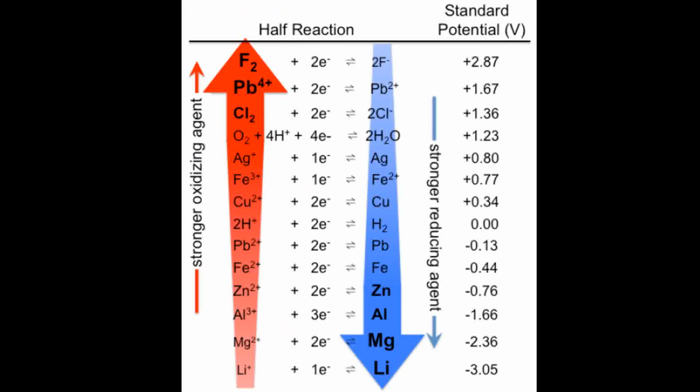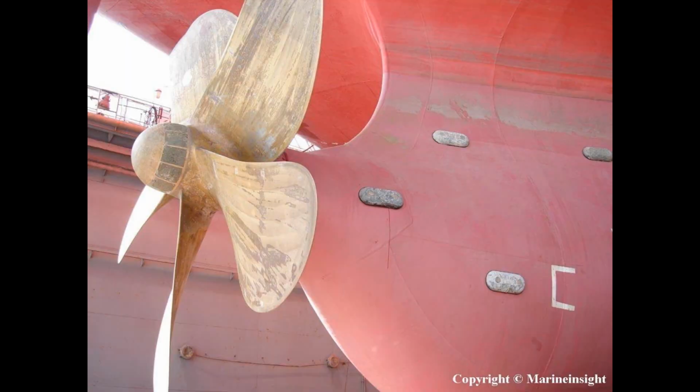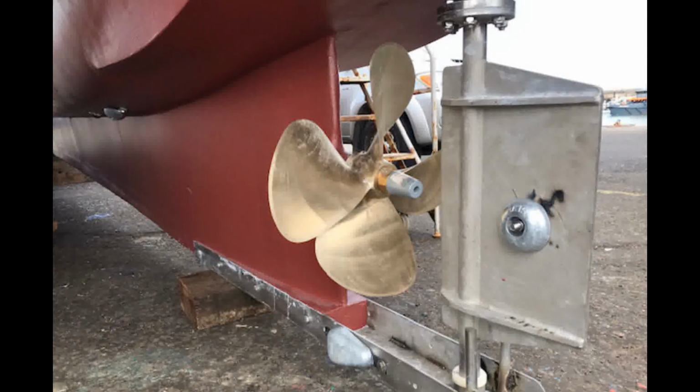Now let's move on to a fascinating real-world example of how this property of standard reduction helps save countless billions in rust and corrosion damage. These are called sacrificial anodes. They are attached to ships and help combat the oxidation of the structure bearing hull.